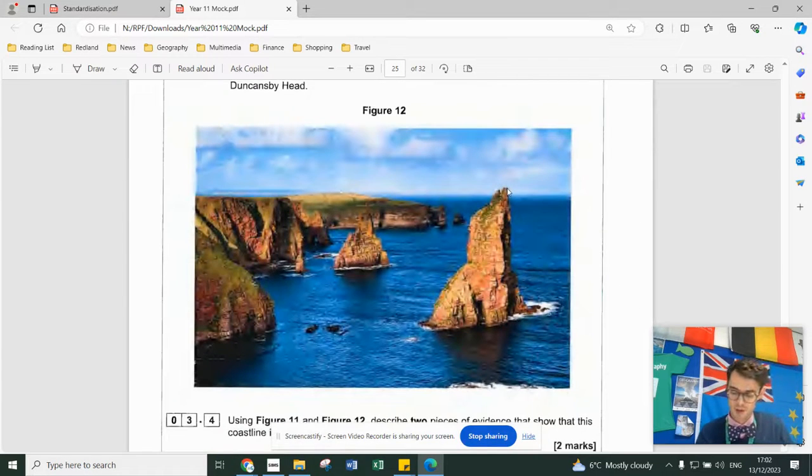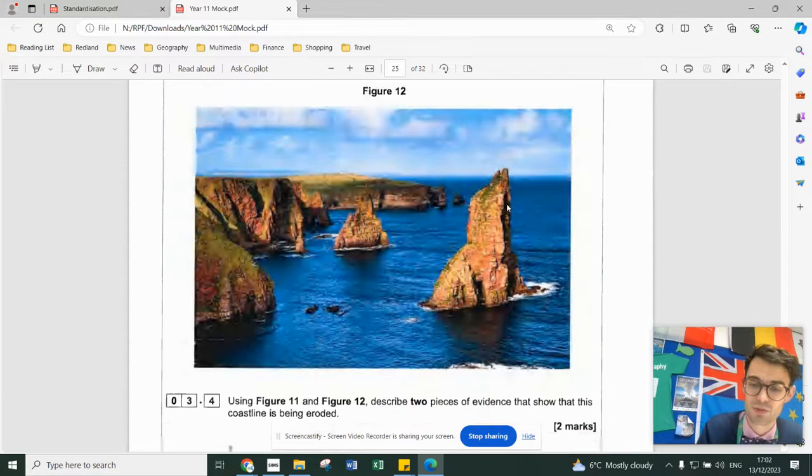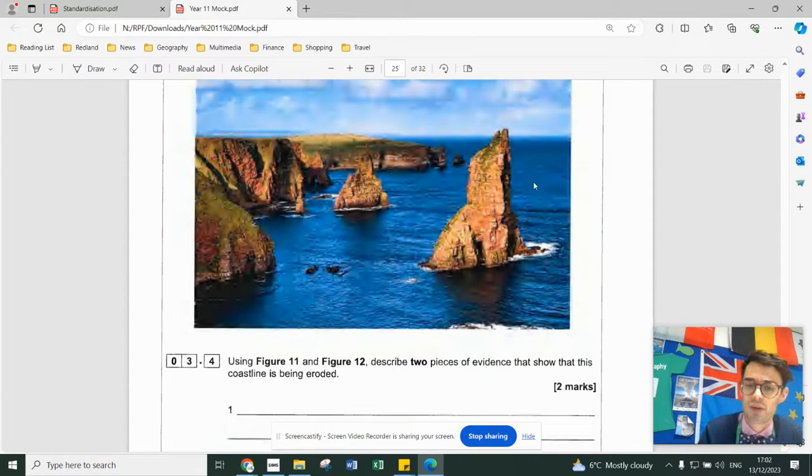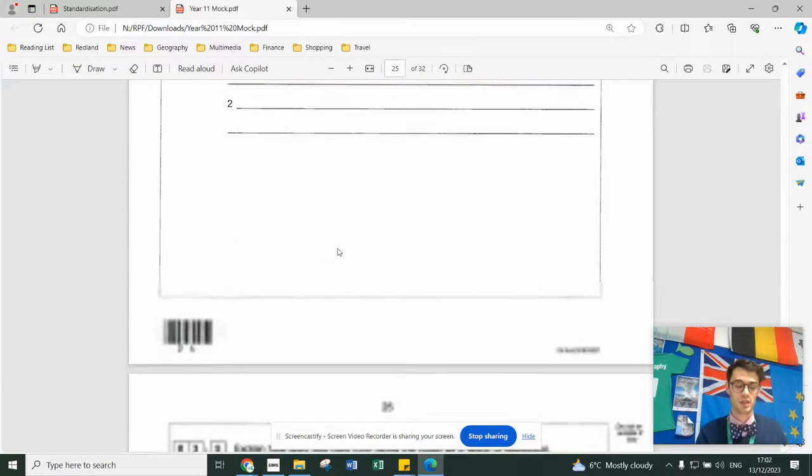Then you had a map, a picture, and it said, using a figure, describe two pieces of evidence to show the coast has eroded. I can see a stump, I can see a stack, I can see a cave, I can see a headland, I can see a bay. Literally name any of those, you would have it, 2 marks. You didn't have to explain them. You just had to name things you could see in the picture that showed it.